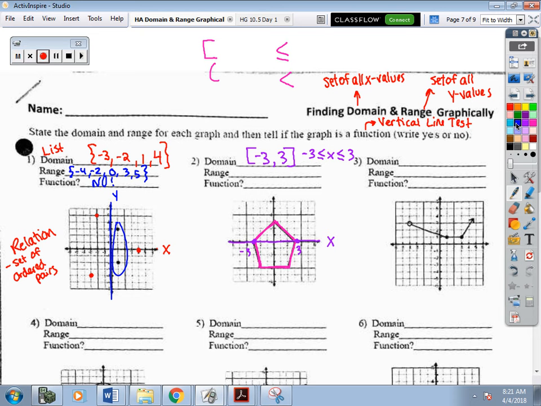What do we think about the range, focusing on the y-axis? I think they could tell me what the range is. Ashley? Negative 4 to 3. Bracket. Very good. If you were doing the inequality, it would be negative 4 is less than or equal to y, which is less than or equal to 3. Is it a function? Do your vertical line test. That would fail here, fail a lot of places.